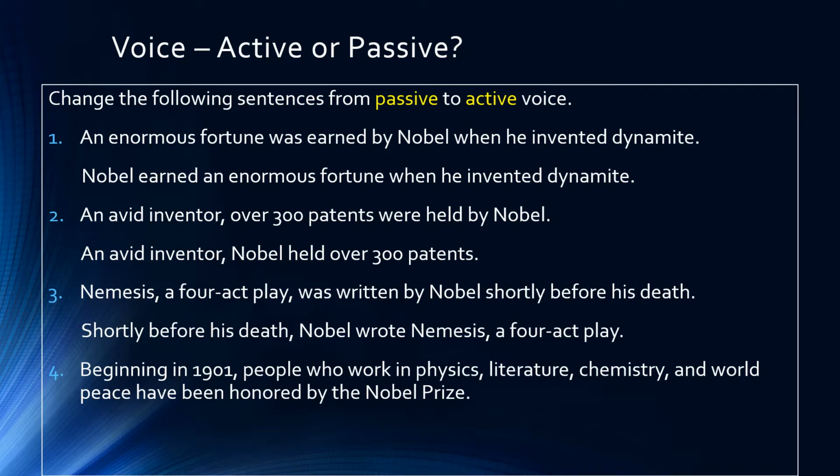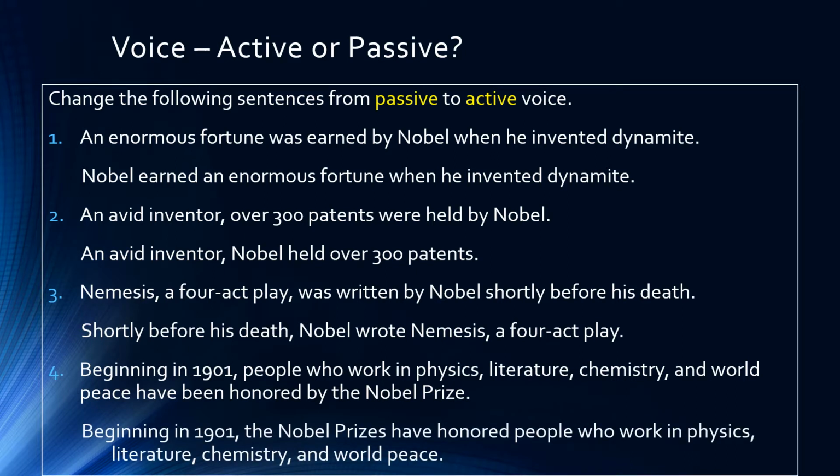Now let's consider the last sentence there. Beginning in 1901, people who work in physics, literature, chemistry, and world peace have been honored by the Nobel Prize. So how would we change that from the passive voice to the active voice? Beginning in 1901, the Nobel Prizes have honored the people who work in physics, literature, chemistry, and world peace. So we change it from the passive to the active. Just remember that active voice means the subject is doing the acting, and in the passive voice, the subject is being acted upon in some way.